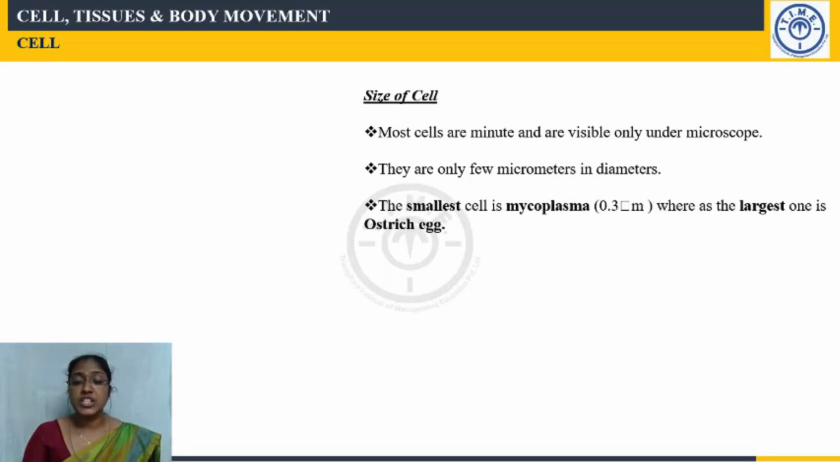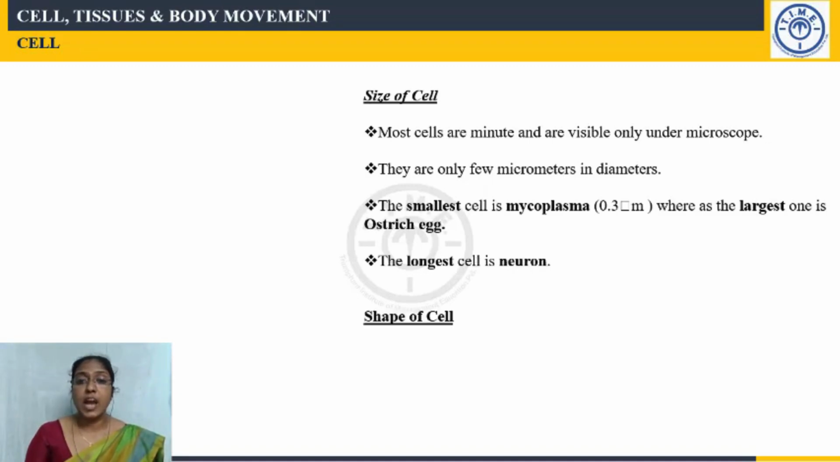Then the smallest cell is mycoplasma. Which is the smallest cell? The smallest cell is mycoplasma, that is 0.3 micrometer, whereas the largest one is the ostrich egg. Then the longest cell is the neuron or nerve cell. So the smallest cell is mycoplasma, and the largest one is the ostrich egg. Which is the longest cell? The longest cell is the neuron.